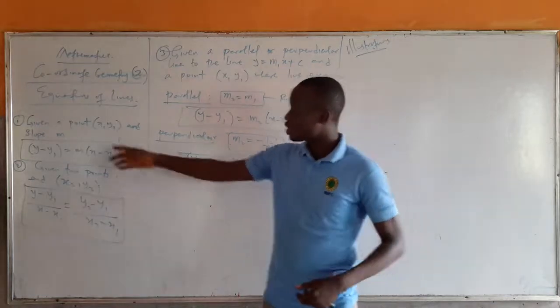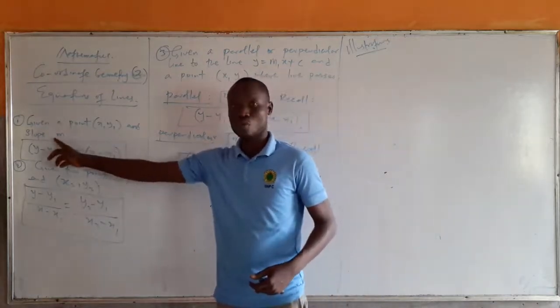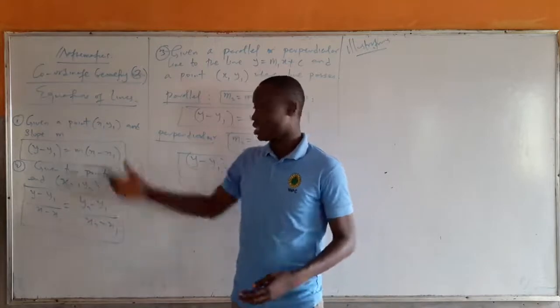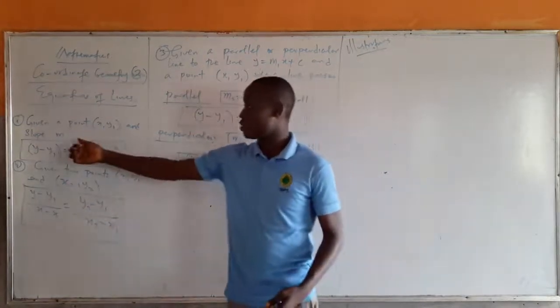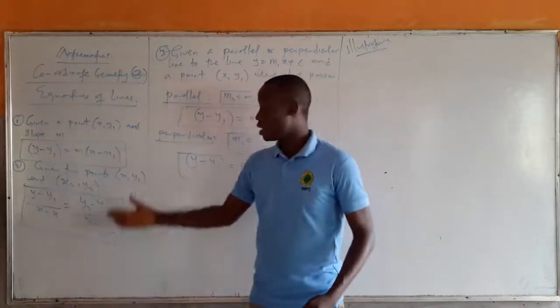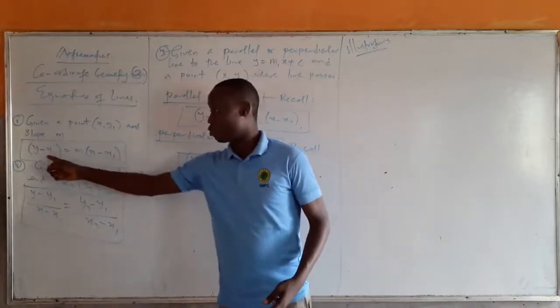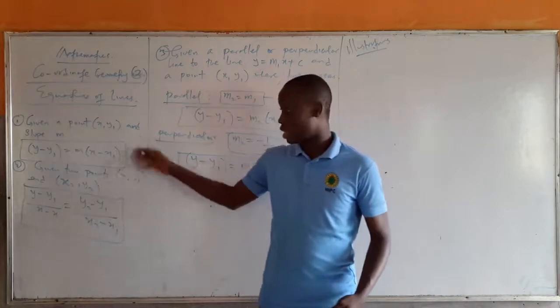First of all, when we are given a slope and a point, let's say we are given a point (1, -2), and we are given the slope of the line to be -1/2, the equation of the line will be y - y1 = m(x - x1). That's just that.